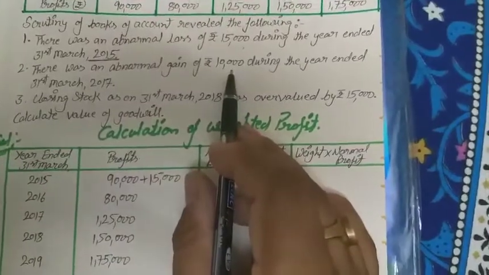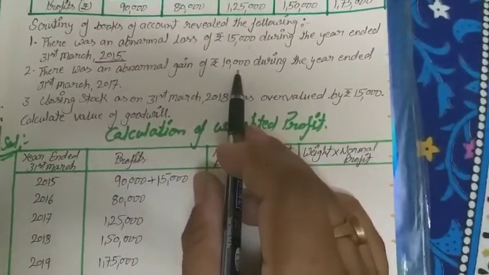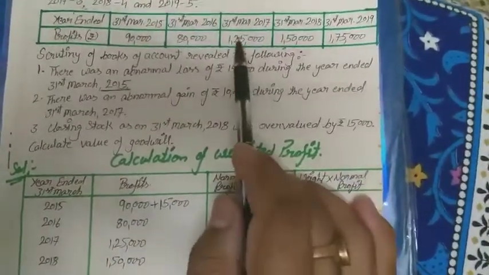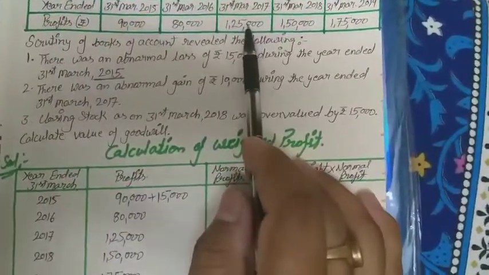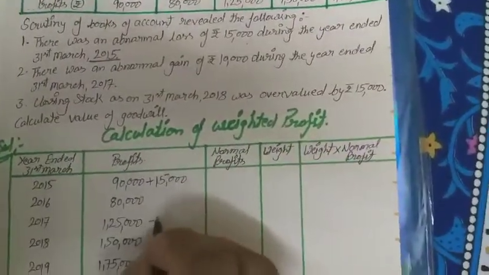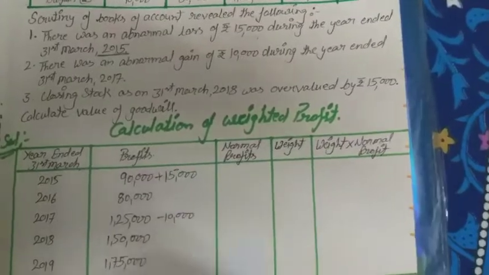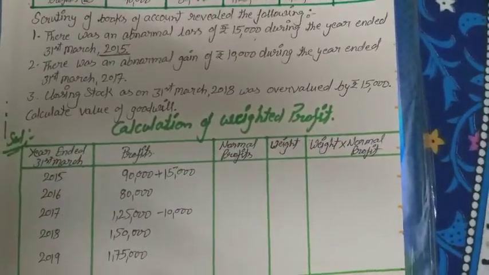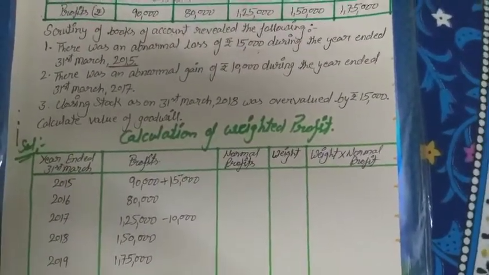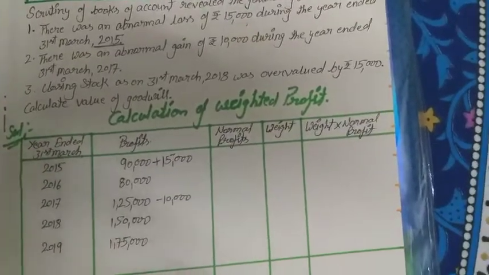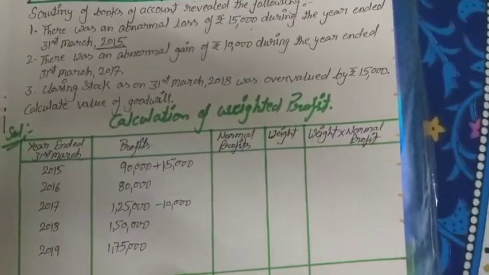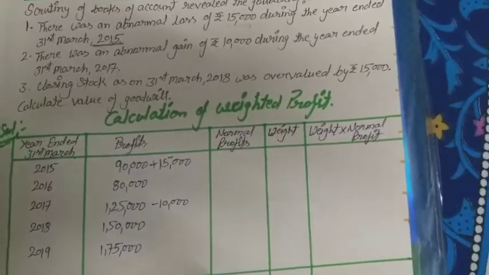10,000 rupees extra gain is already included in this profit. So now we have to subtract it from this. We will subtract 10,000 from this profit, because this abnormal gain is not a normal gain or a normal profit, that's why it will be subtracted.